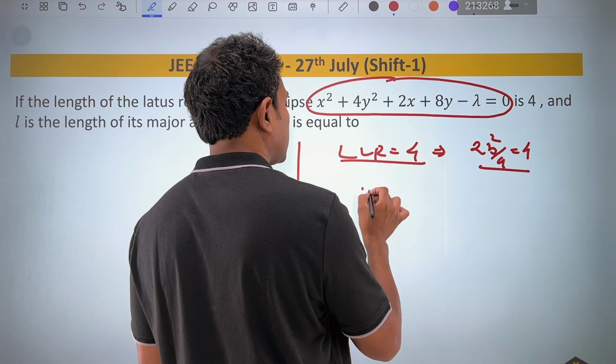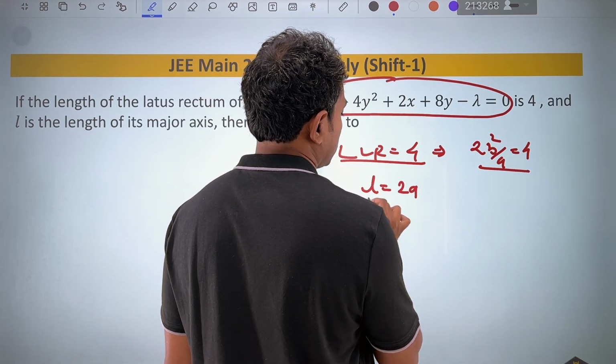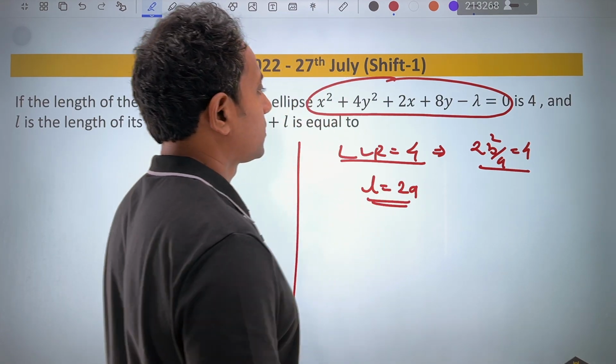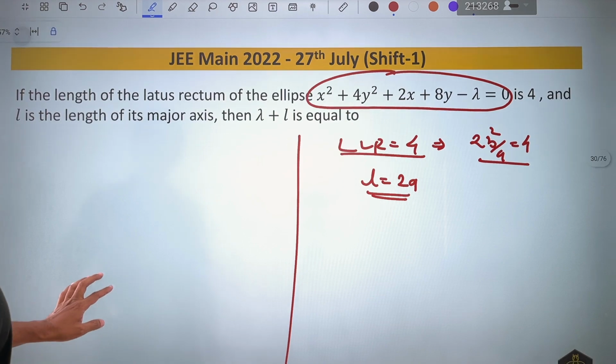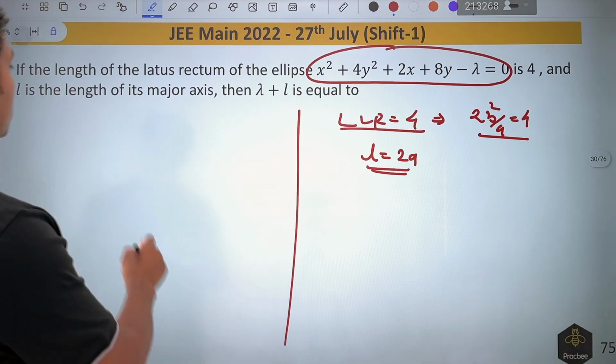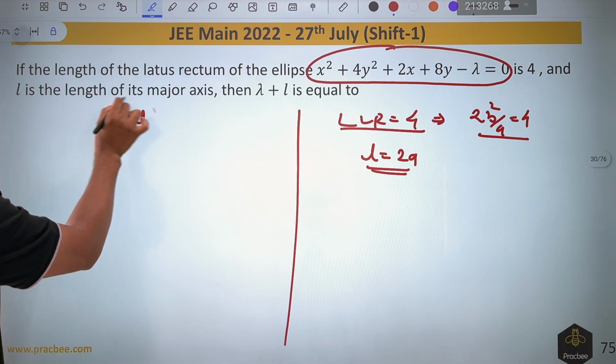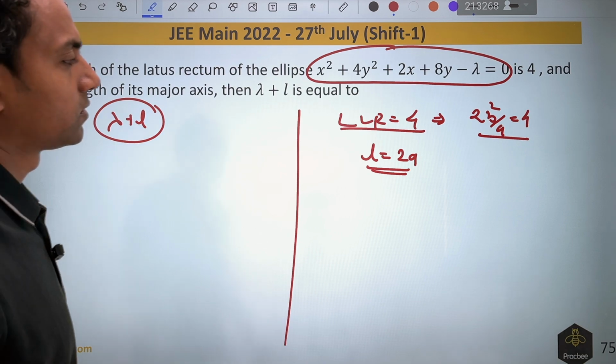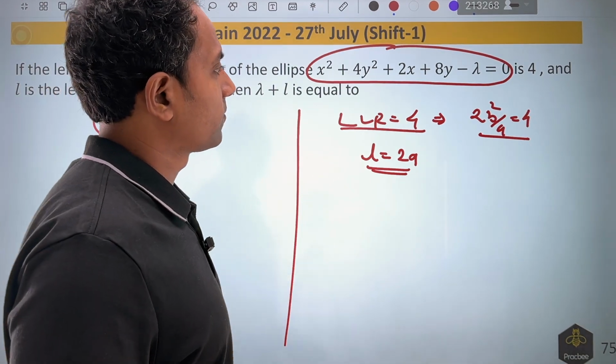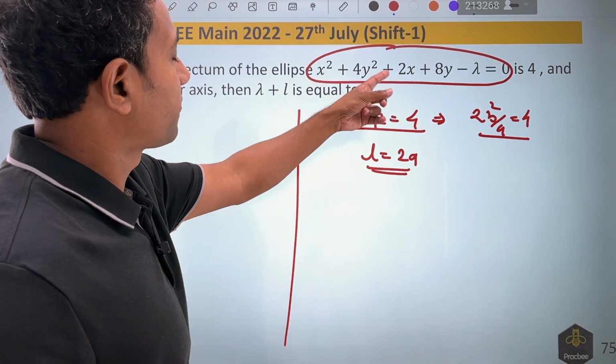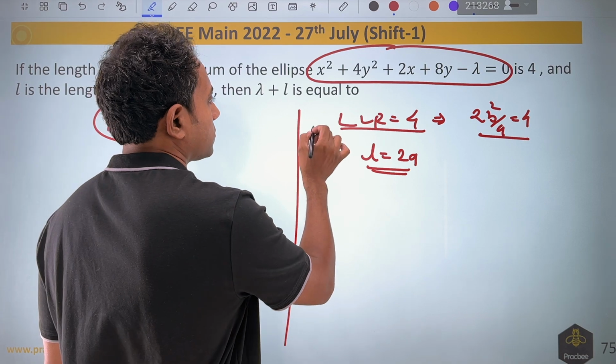So what they have given is L is the length of the major axis, that is equal to 2a. These are the two pieces of information given. Now what they want us to find is the value of lambda plus L. Let us write what we want to know on the left hand side. Once we have written this down, life becomes easy because I will have to make a perfect square out of this. So this is what is given.